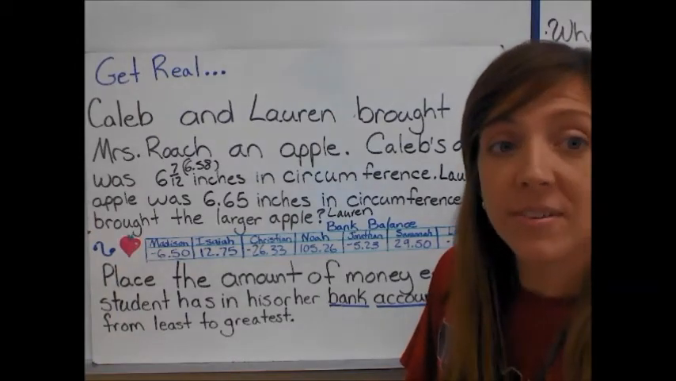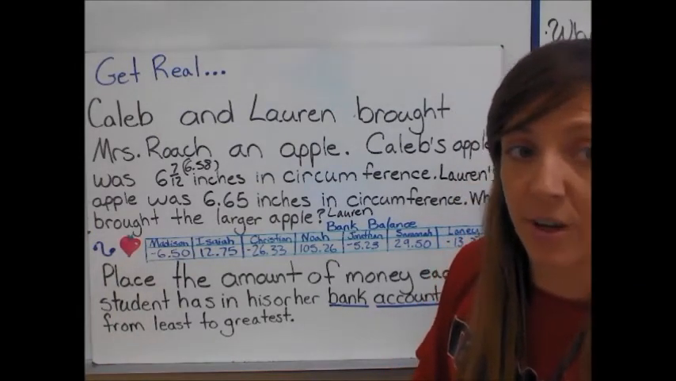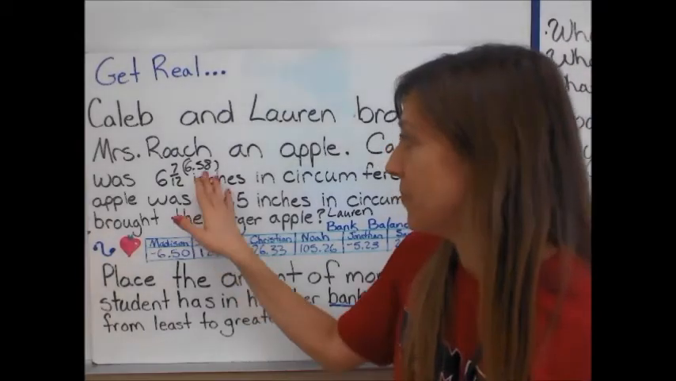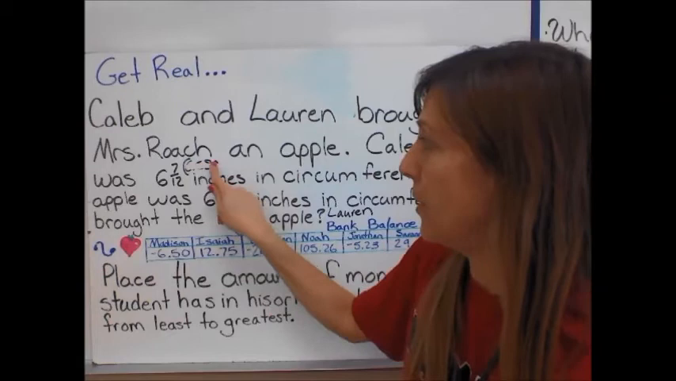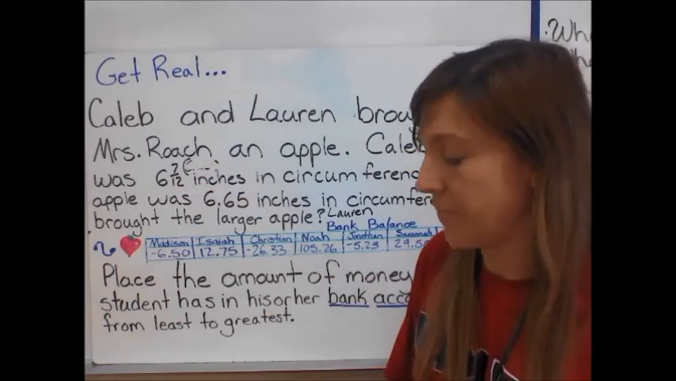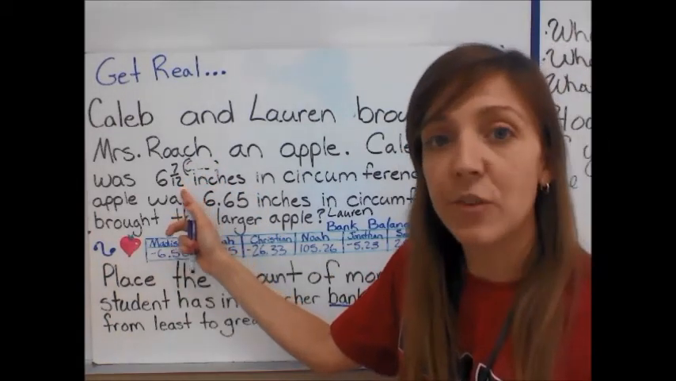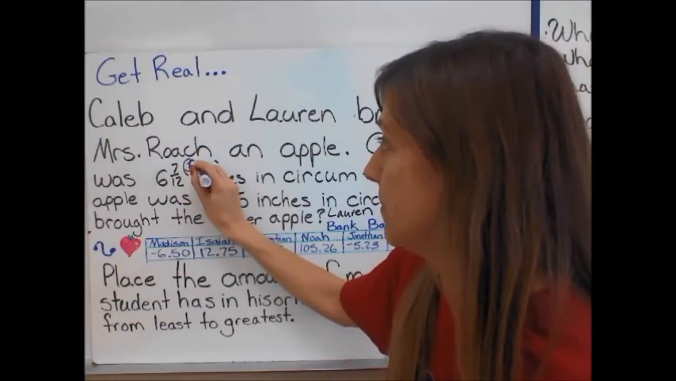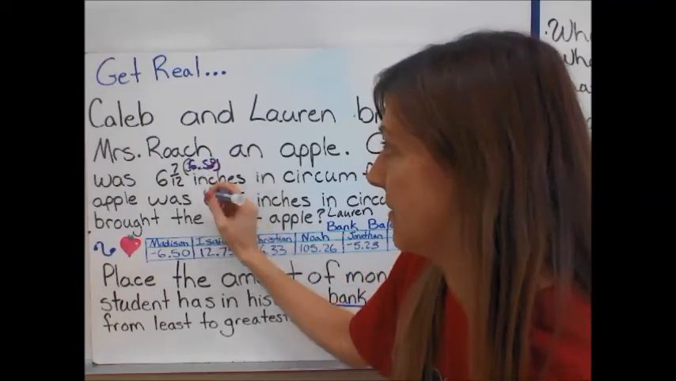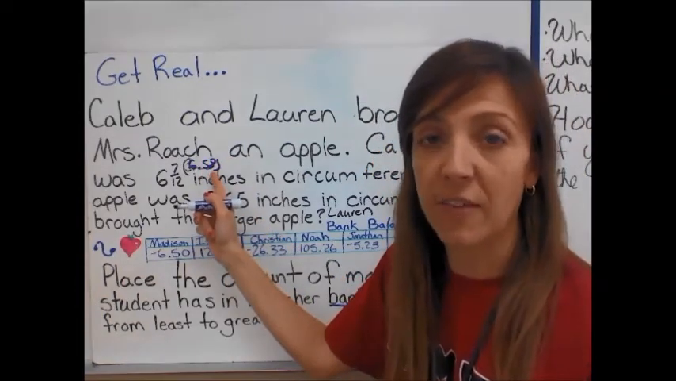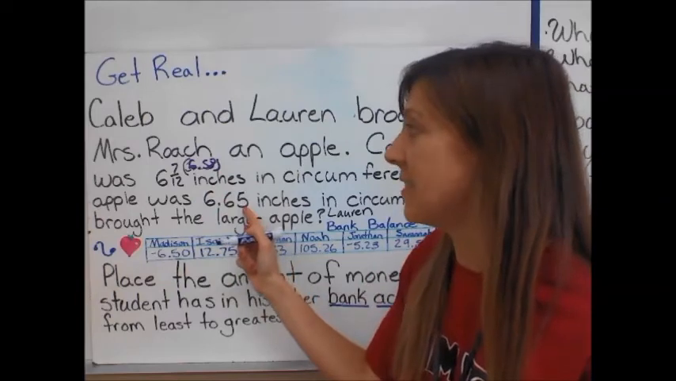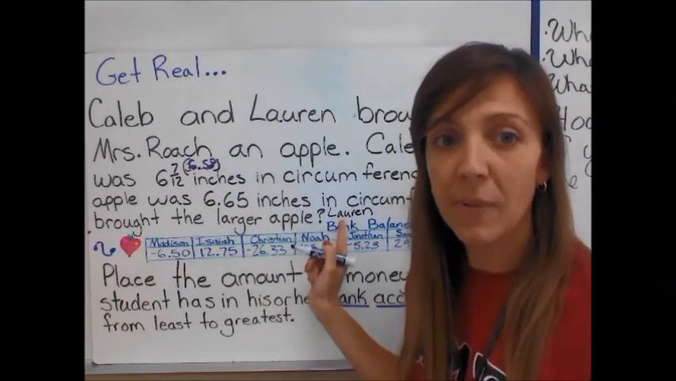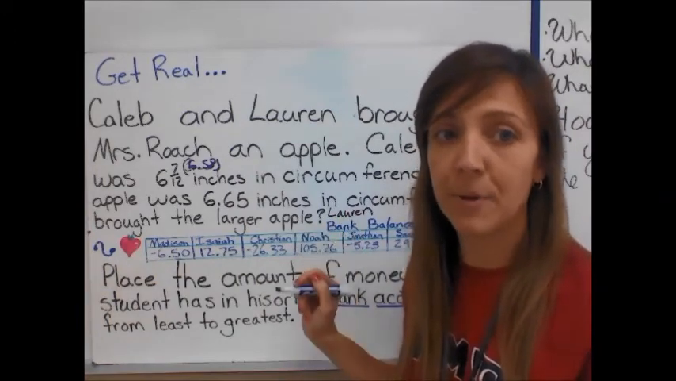Lauren's apple was 6 65/100 inches in circumference. Who brought the larger apple? Well, Caleb's apple was 6 7/12. If we divide out 7/12, that becomes 0.58. So this is actually 6.58 inches in circumference. And Lauren's is 6.65 inches. Lauren's is a little bit bigger. I would say Lauren's apple was the larger apple.